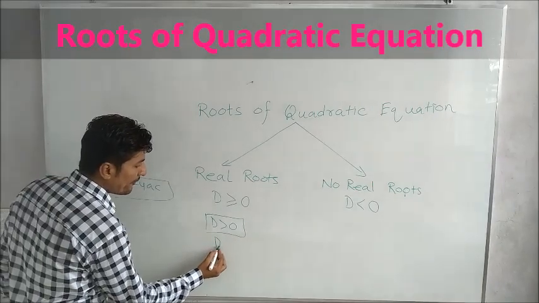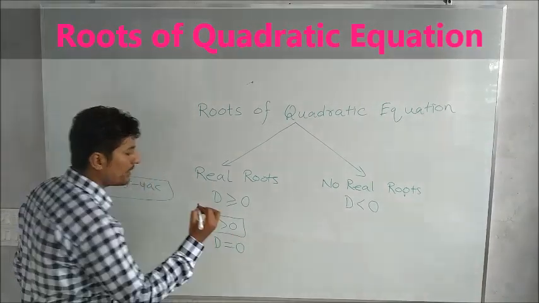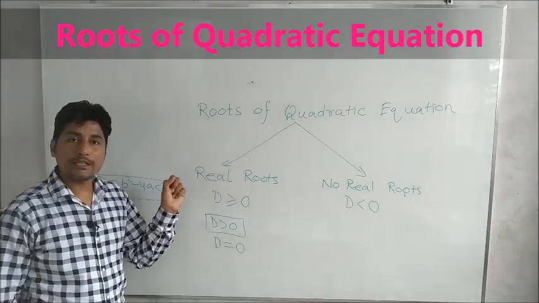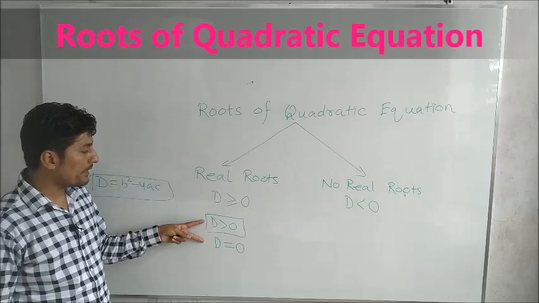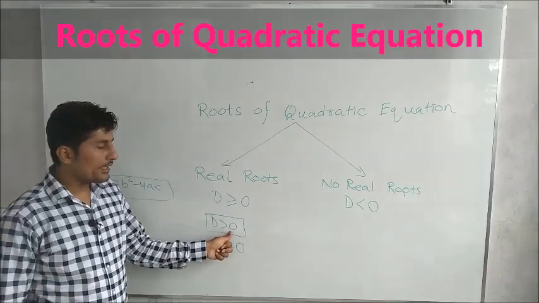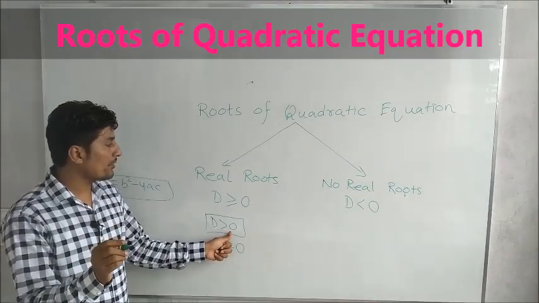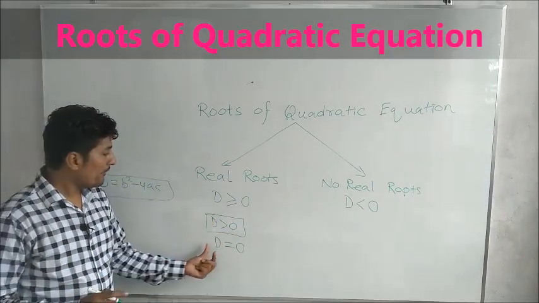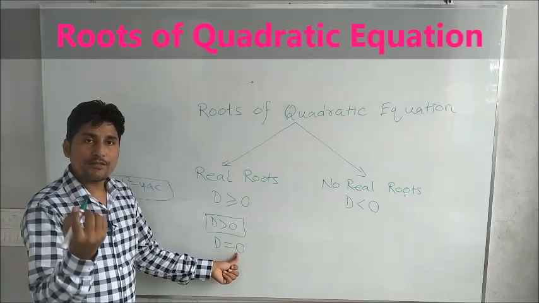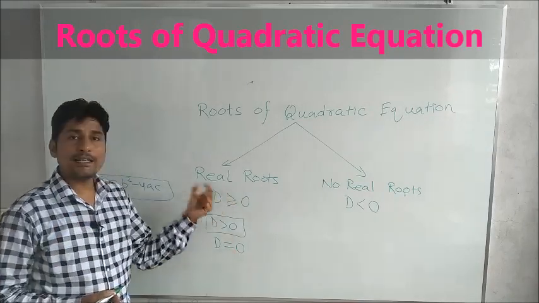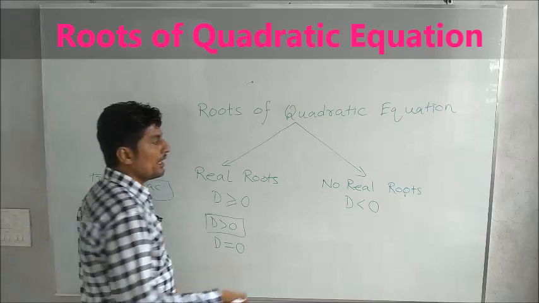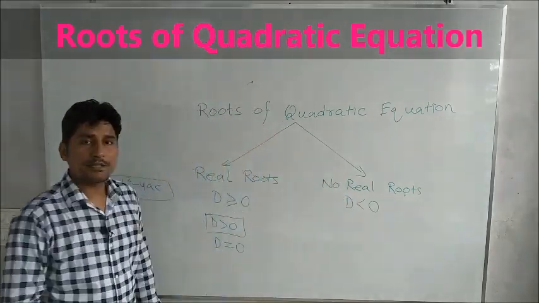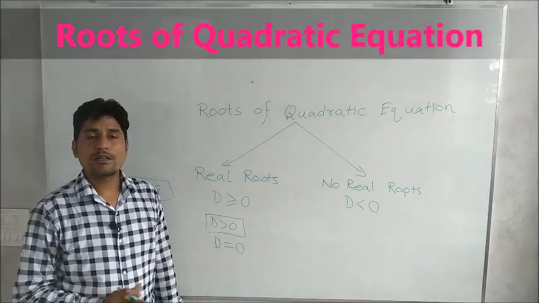But on the other hand, if the value of d is equals to 0, then the given quadratic equation will have real and equal roots. Once again, if value of d is greater than 0, then the given quadratic equation will have real and unequal roots. While if the value of d is equals to 0, then it will have real and equal root. Now here, if the value of d is less than 0, then the given quadratic equation will not have real root.